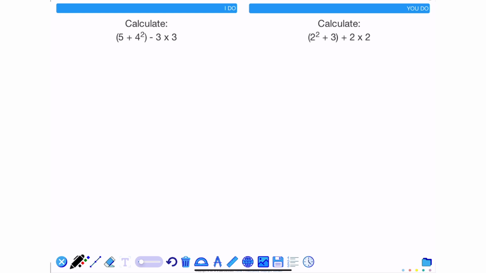In this video, we're going to be learning about the correct order of operations. Looking at the example on the left-hand side, we need to follow a set of rules so that we all get exactly the same answer. BIDMAS is one way of remembering the correct order of operations.